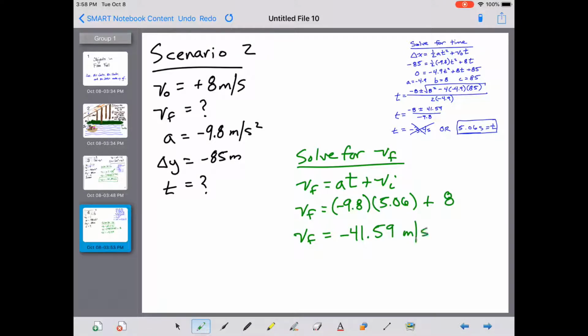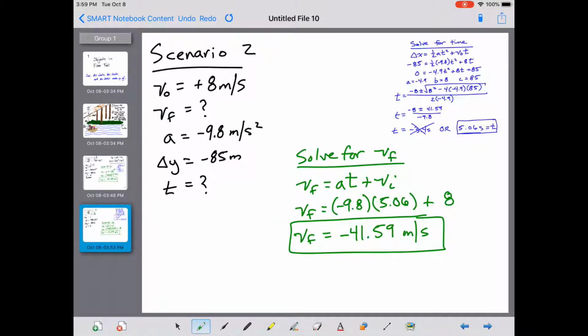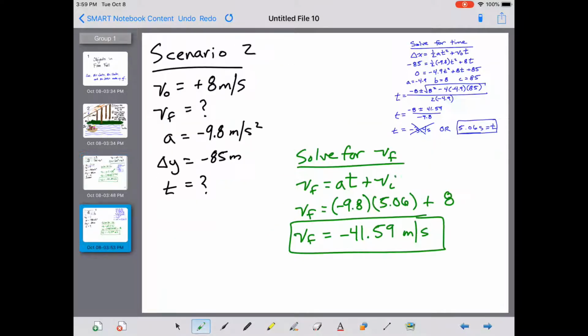41.59 meters per second. And if you look at that, negative 41.59 is greater than negative 40.84. I know that they're both negative, but what I mean by greater is the magnitude, and remember the magnitude is simply the number. The magnitude for 41.59 is greater than 40.84, and they are acting in the same direction.